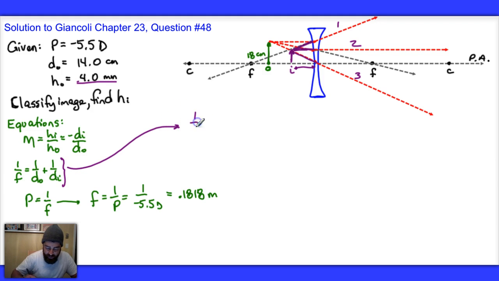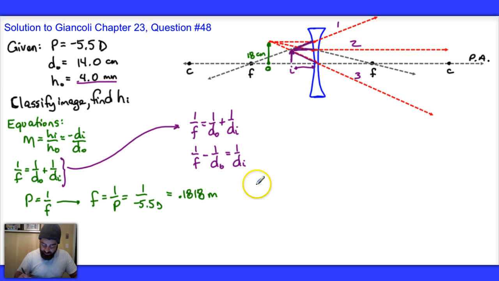It's going to be 1 over the focal length is equal to 1 over DO, distance to the object, plus 1 over DI. Remember that my focal length is negative, so I'm going to now solve for distance to the image by subtracting 1 over DO from both sides. I get 1 over F minus 1 over DO is equal to 1 over D sub I. Now I'm ready to plug some numbers in.